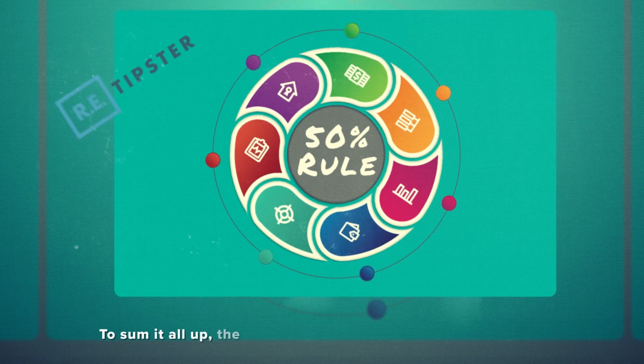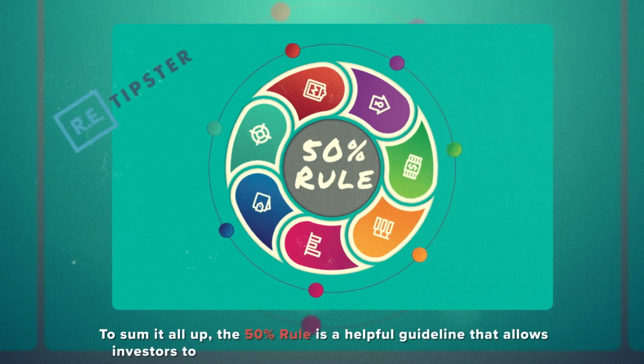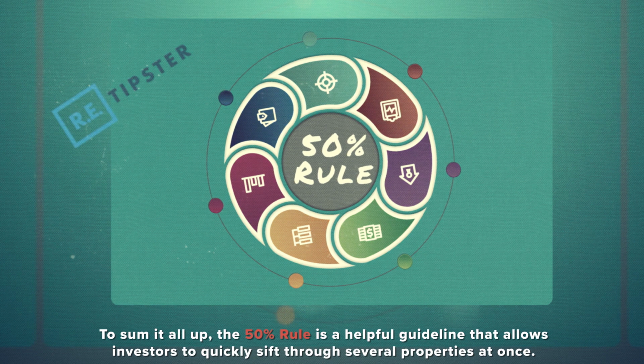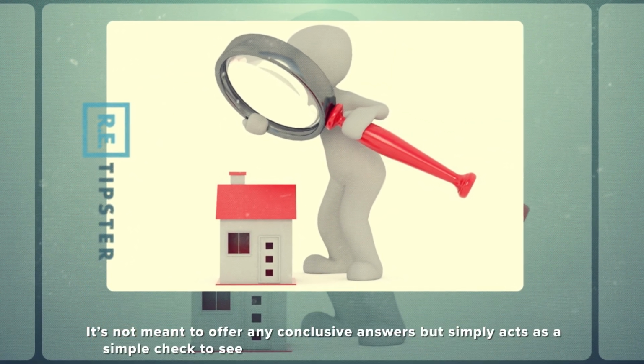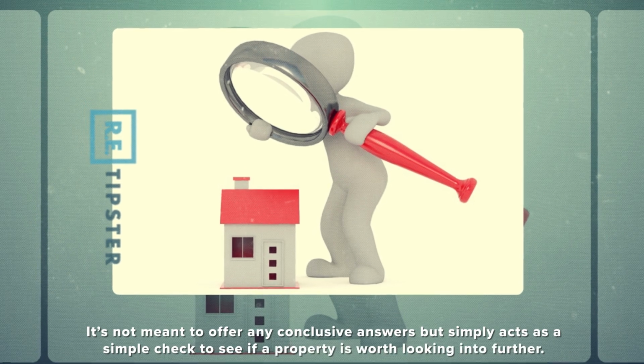To sum it all up, the 50% rule is a helpful guideline that allows investors to quickly sift through several properties at once. It's not meant to offer any conclusive answers, but simply acts as a check to see if a property is worth looking into further.